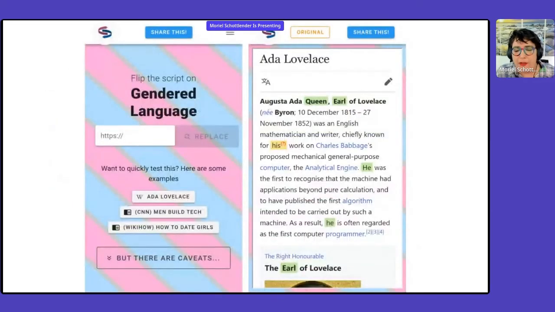And this is what it looks like. Feel free, of course, to go to Neutrality.wtf to use it. It is open source. PRs are welcome. And that's how it works.